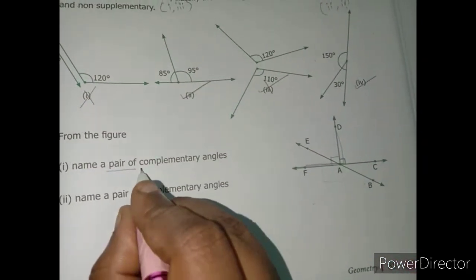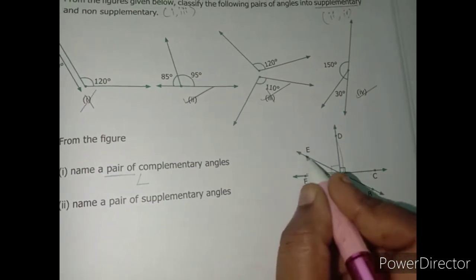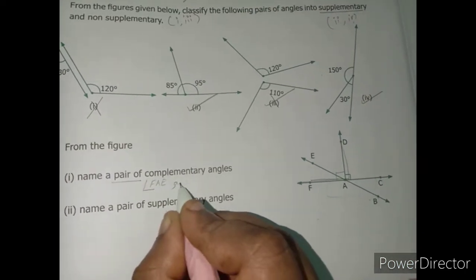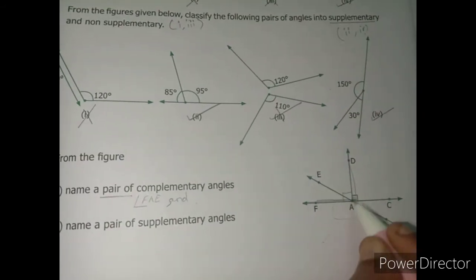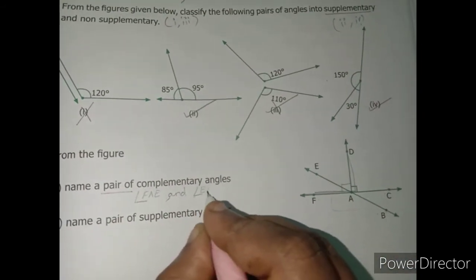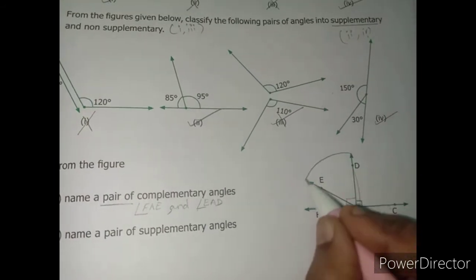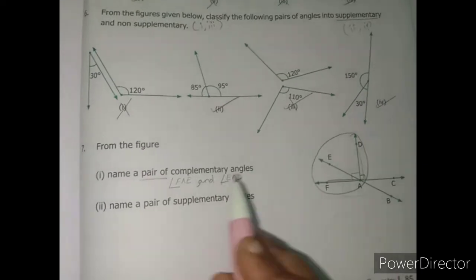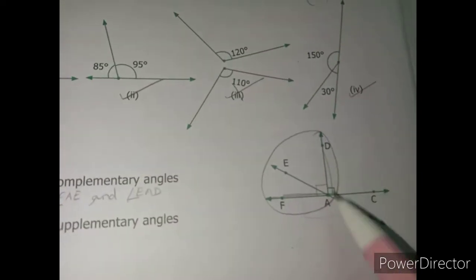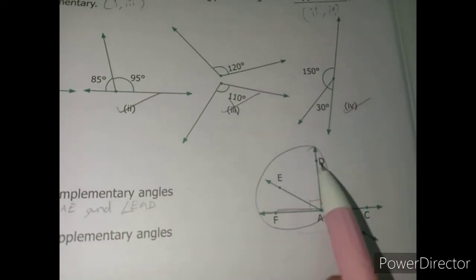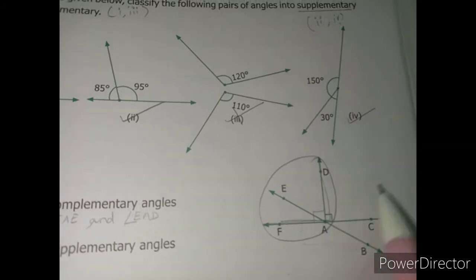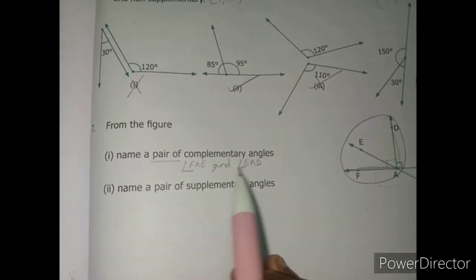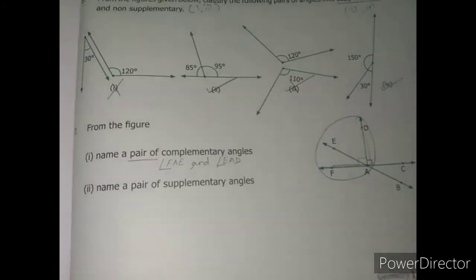So what will be the angle? FAE and EAD. Angle EAD. If these both are added, we will get a complementary angle. So other than that, we don't get. See DAC, it is already 90 degrees. So there is no pair angle. All others, it is not given. So we have FAE and EAD.